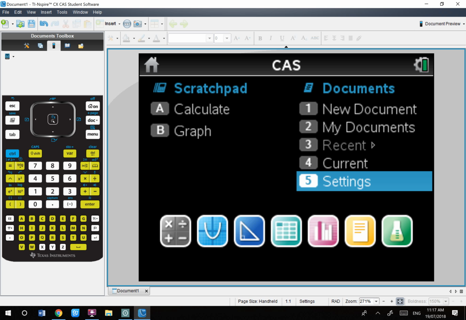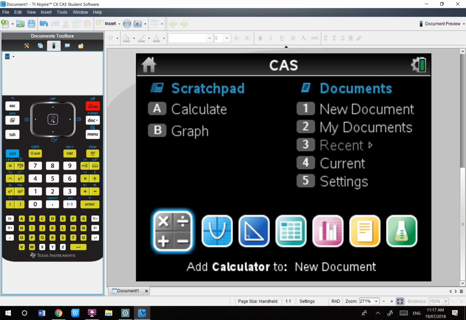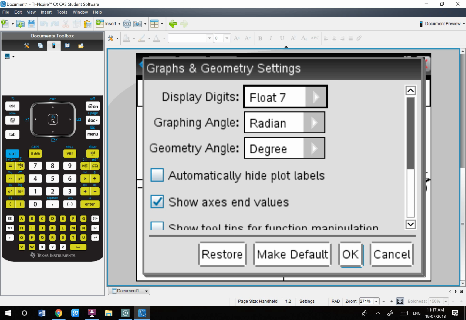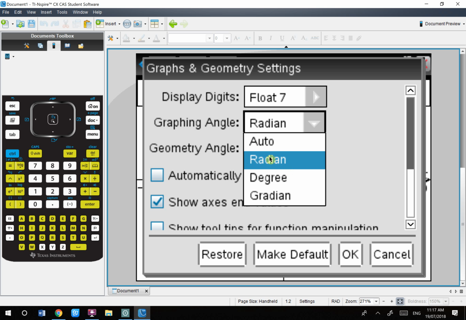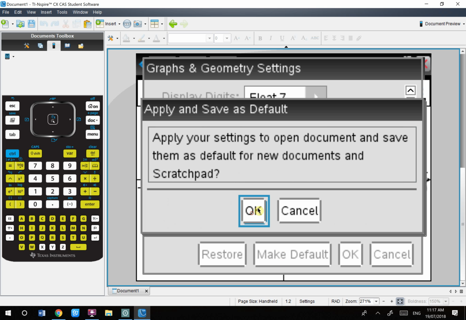But that's not the only place you need to change it. This only controls the calculator. If you open the graphing page, go to menu and number 9, settings, there's another place that controls the graphing as well. So radian form, I will keep in radian. You only use radian and degree. I'm not sure what gradian is used for, but we only do radian and degree. So I put it in radian form and I press make default.